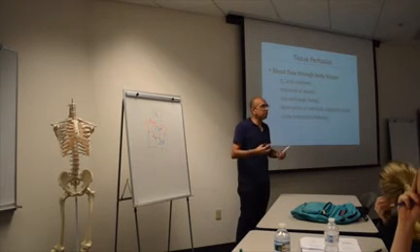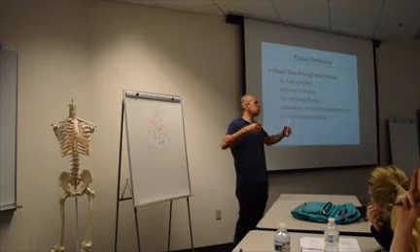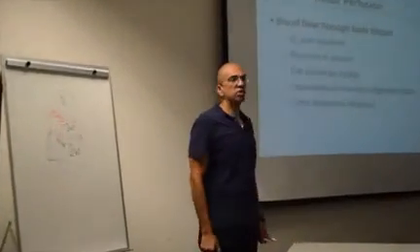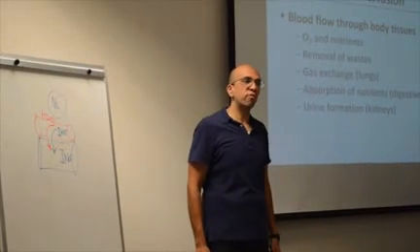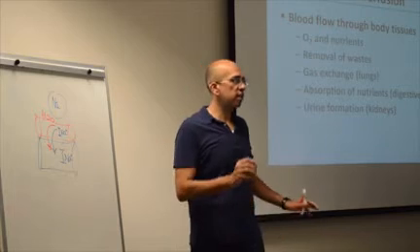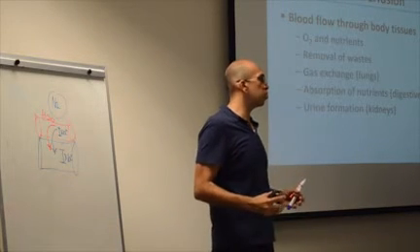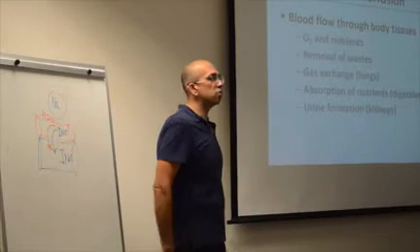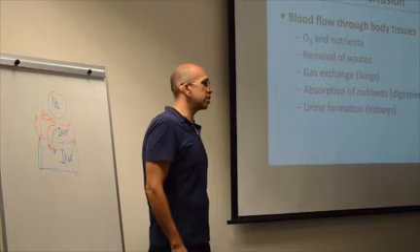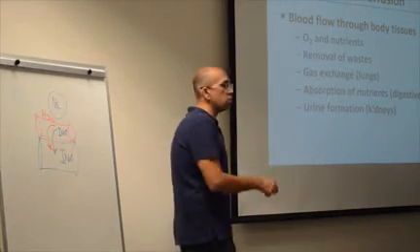If I'm not getting enough blood delivered to my kidneys, will I be able to form urine? Will I be able to filter the blood? No. So I need tissue perfusion in my kidneys to allow urine formation. So again, here are the main functions of tissue perfusion. Why do you need the blood to flow in between the tissue cells? To allow the delivery of oxygen and nutrients, removal of waste, gas exchange taking place in the lungs, absorption in the digestive tract, and urine formation in your kidneys.